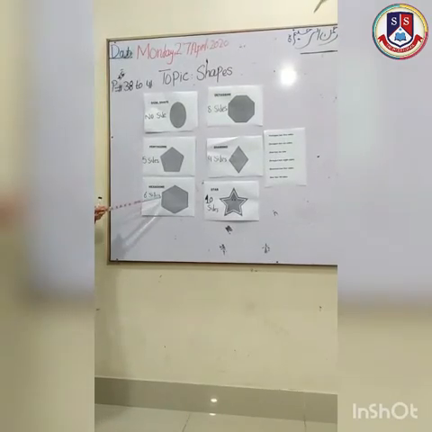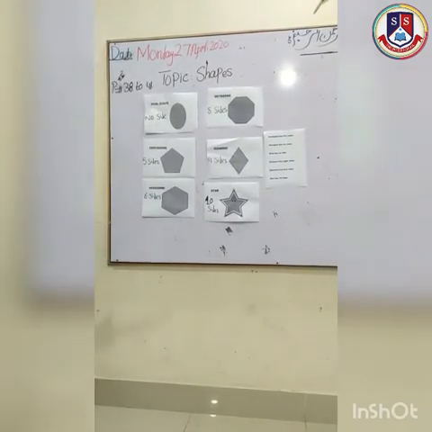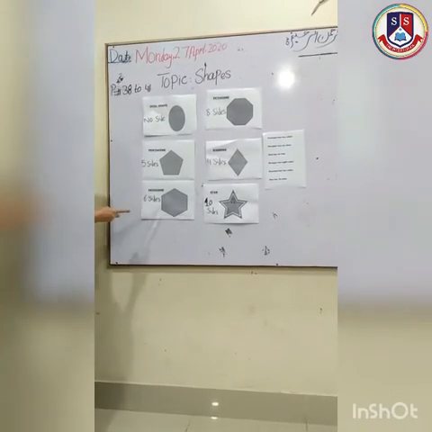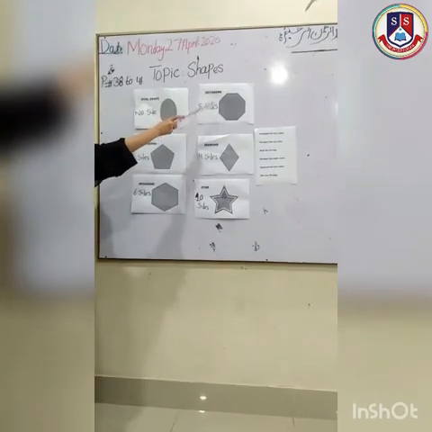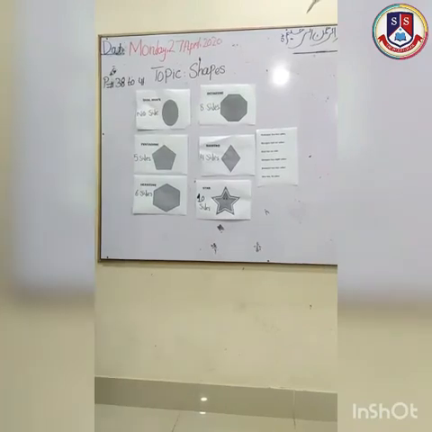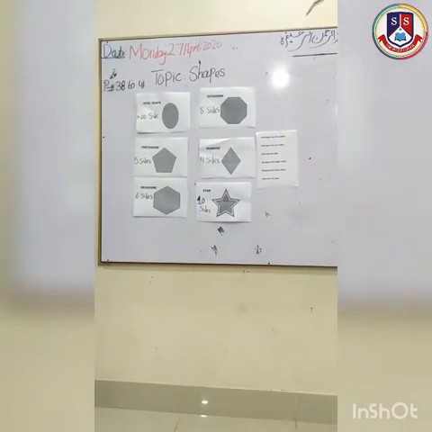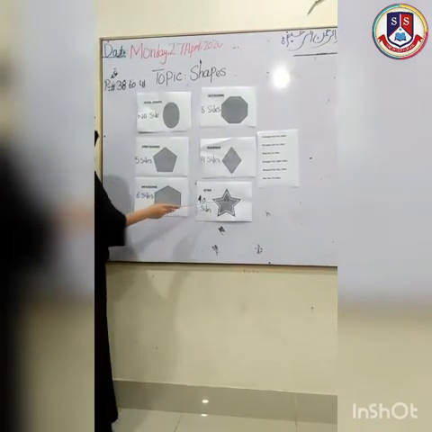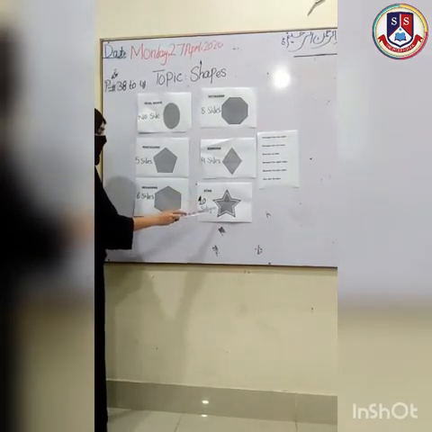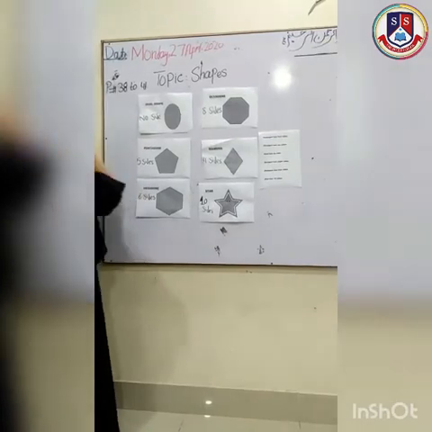Hexagon has 6 straight lines and they are connected to each other. It means it has 6 sides. Octagon has 8 sides and all these sides are connected to each other. Diamond has 4 sides and all these sides are connected to each other. And our last one, this is a star that's looking very beautiful and it has 10 sides, and these 10 sides are connected to each other.